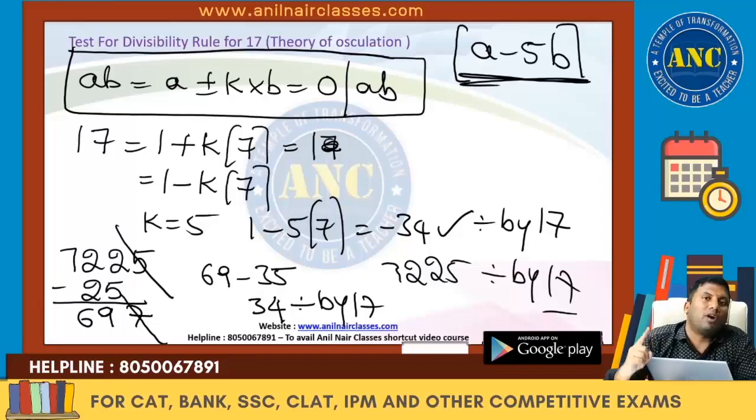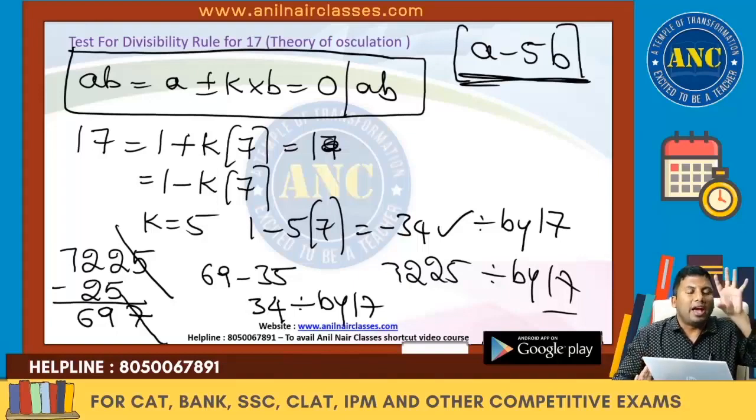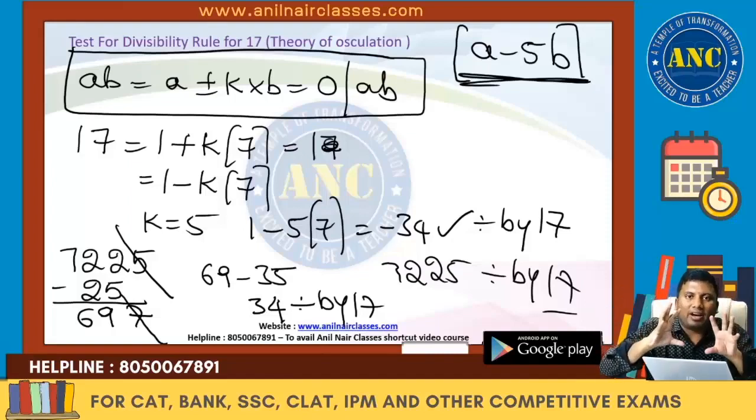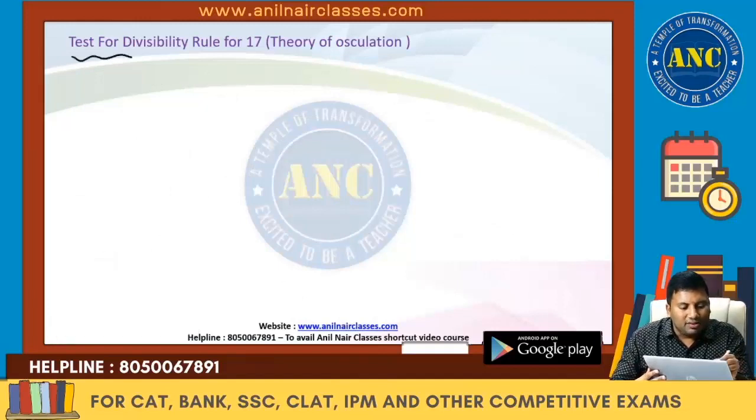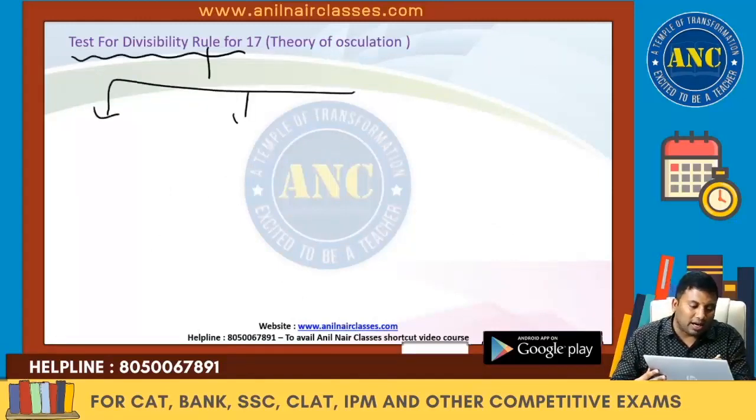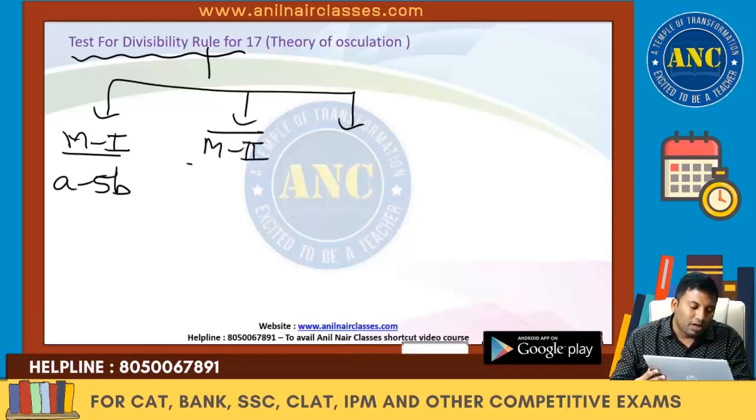But if somebody asks you what is the divisibility rule of 17, if you are an ANIL NAIR student, you should say, according to the theory of oscillation, this is the rule. According to Fermat's theorem, 10 power 8 divided by 17 is minus 1. Any single digit number written p minus 1 times is always divisible by p. Again I am explaining it to you. Divisibility rule for 17: at least in my class I told you 3 methods. Method number 1, A minus 5B, which we discussed right now. Method number 2, 10 power 8 divided by 17 is minus 1.